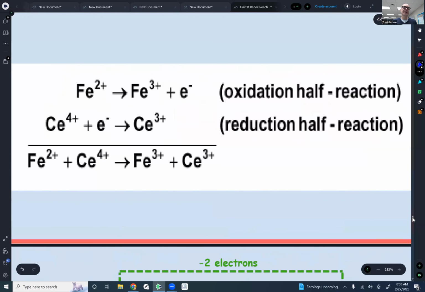Now, what do we do with this? We want to try and balance the number of electrons that have been lost and gained so that we can balance the reaction. Well, in this case, it's very simple. I lost one electron with the iron, oxidation. I gained one electron with the cerium, that's reduction. So it does balance out. And you could actually prove this if you add the charges on the left and the charges on the right, they both equal up to be +6.